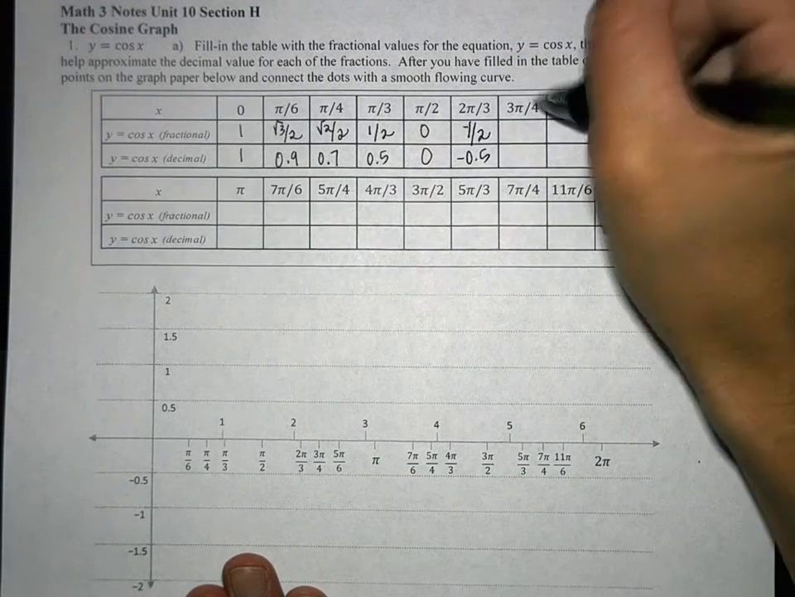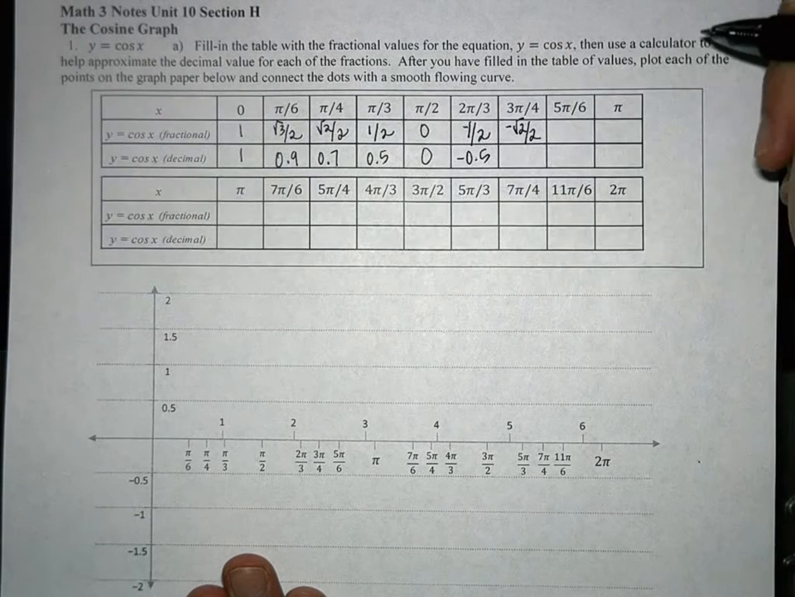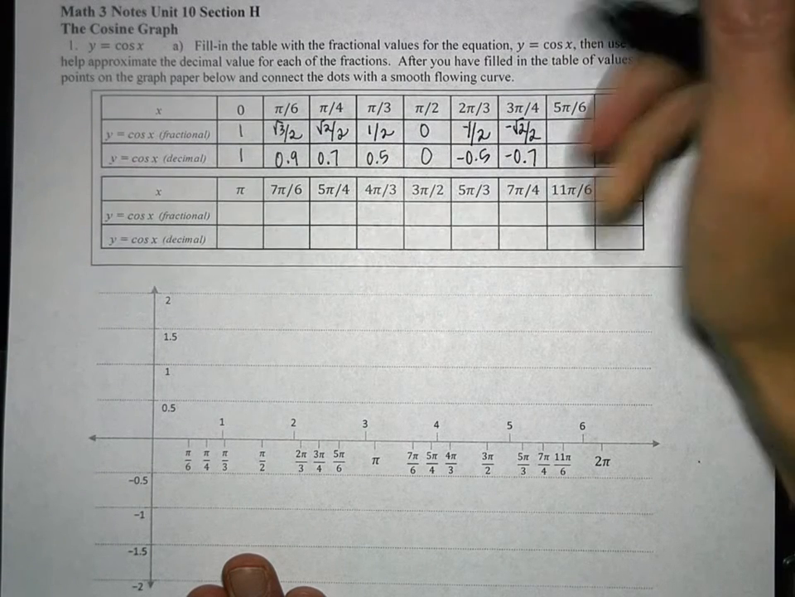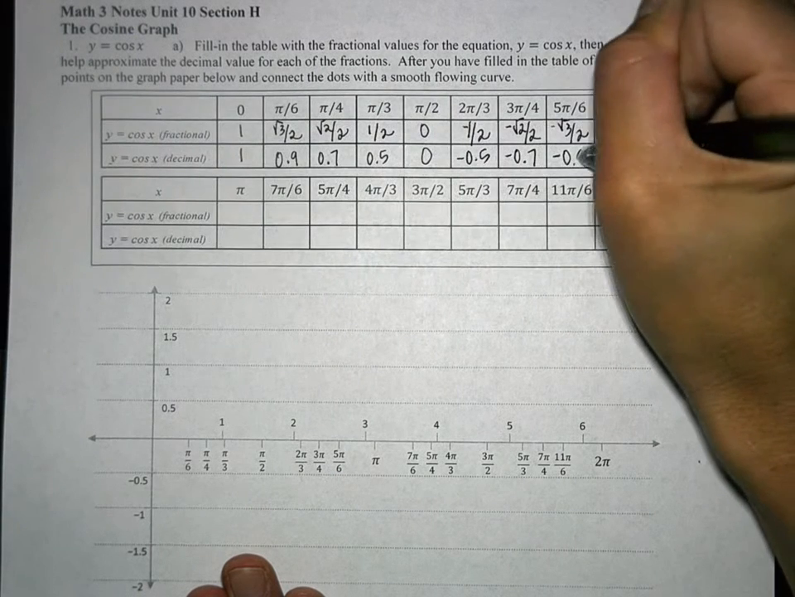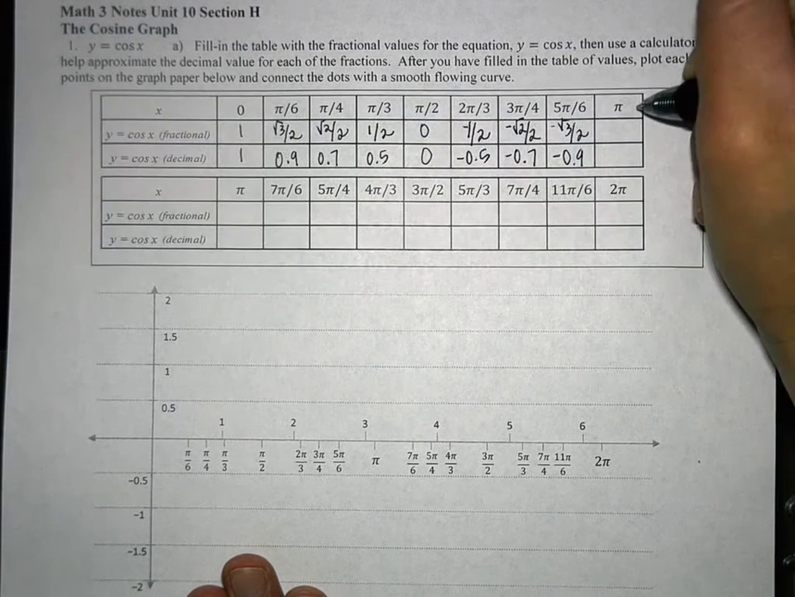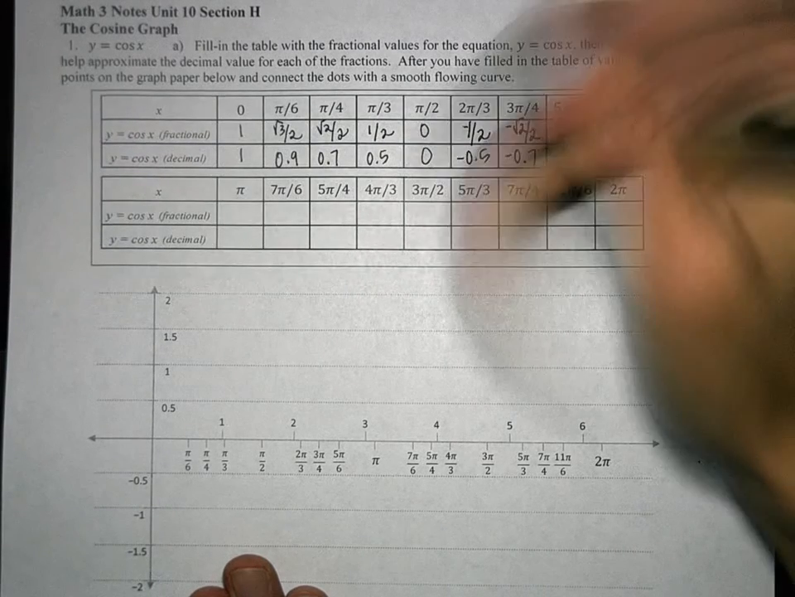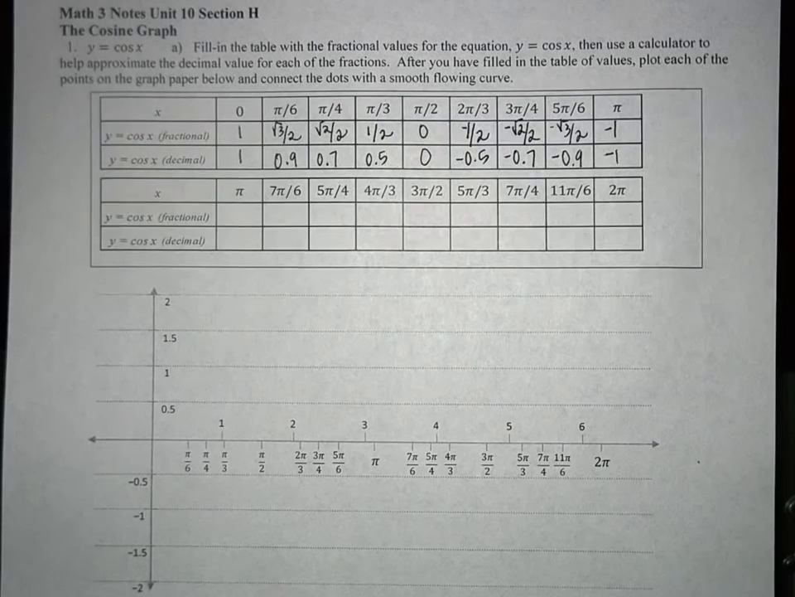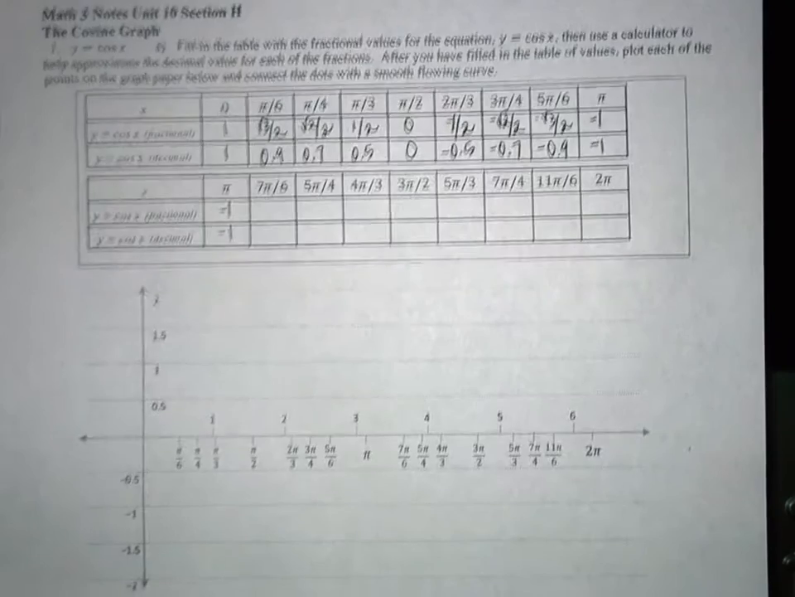3 pi over 4 is good, and that's negative 0.7. 5 pi over 6 will be good, and that reduces to negative 0.9. And then at pi it's good, negative 1. And be careful of your negatives and positives, because that makes a big difference. I'm noticing on some of your quizzes that you guys took from Monday, you are forgetting the negatives, and so they're being marked wrong, so be careful. All right, so we're writing pi again here, which is negative 1 and negative 1.